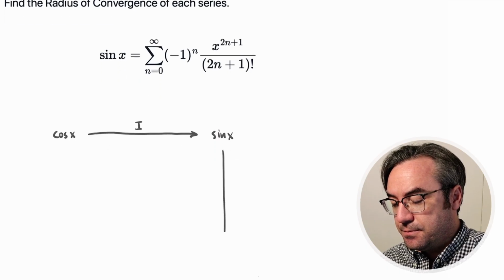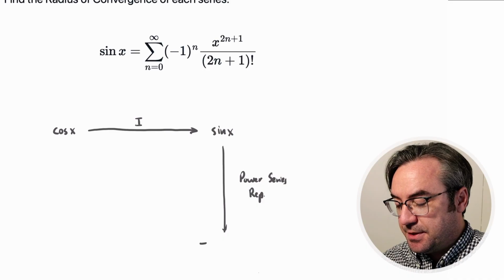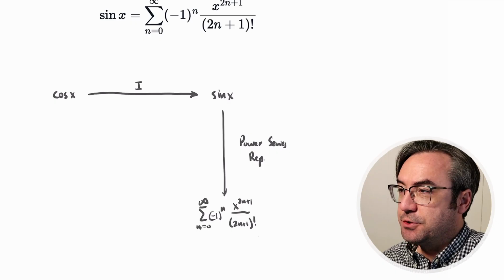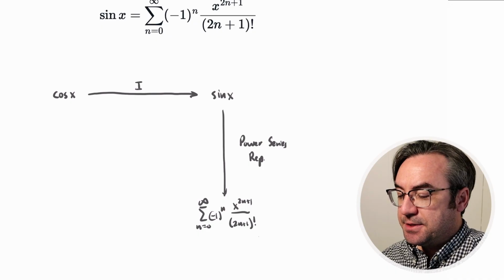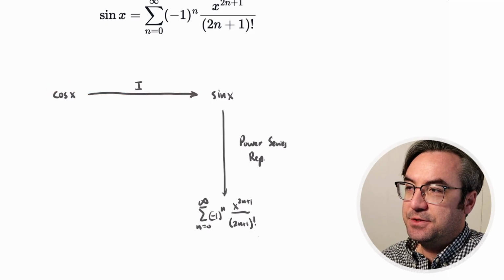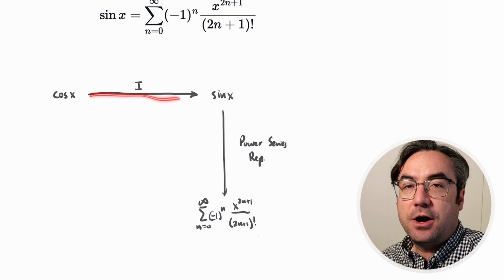So we can get our power series representation for sine of x. So we know that this is the sum from n equals 0 to infinity of negative 1 raised to the n, x to the 2n plus 1 over 2n plus 1 factorial. And we started by integrating the cosine function. So we have our power series representation for sine. We have to go back. We have to undo that integration.